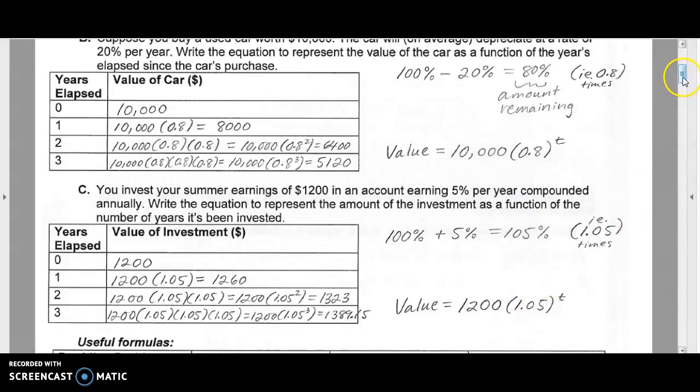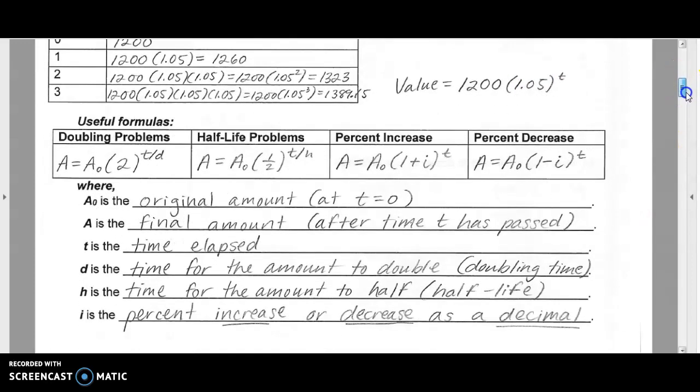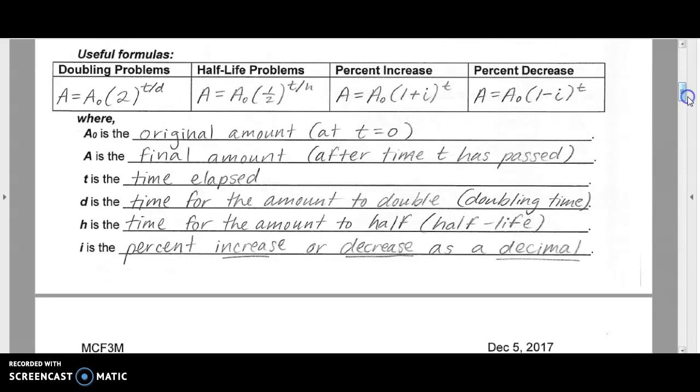Okay, so there's a little background for what we see here in terms of our useful formulas. For any questions you have such as these, you're going to use one of these 4 formulas. Doubling time, and the giveaway here for doubling time is the 2. Half-life, we haven't done one yet in the examples, but we'll do one coming up. In any case, the half here represents half-life. Percent increase and decrease.